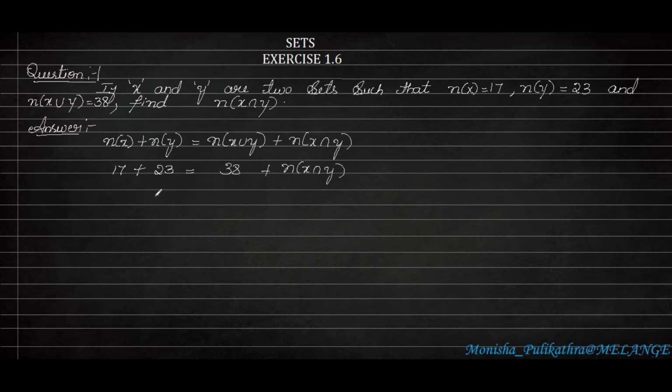So here it will become 40 is equal to 38 plus n of x intersection y. So I will be taking 38 to the left hand side. It will become 40 minus 38 is equal to n of x intersection y. 40 minus 38 is 2. Therefore, n of x intersection y is equal to 2. So this is the answer. I hope you understood this.